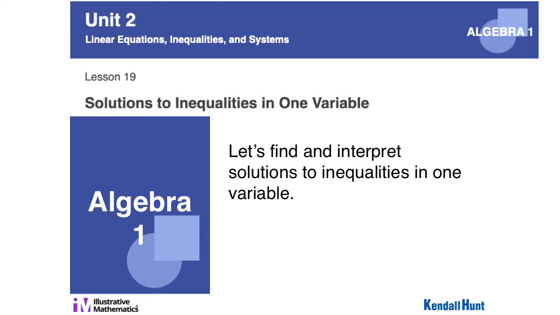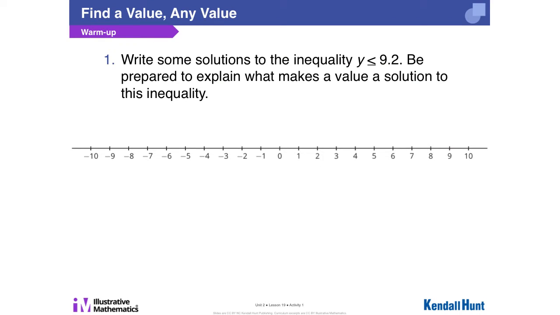Now that we reviewed inequality symbols and wrote some inequalities, now we're going to find and interpret solutions to the inequalities. Here's some values for y that are solutions. Y could be 9, because that's less than or equal to 9.2. Y could be 7, y could be 5. Y could also be exactly 9.2 because of the equal to part.